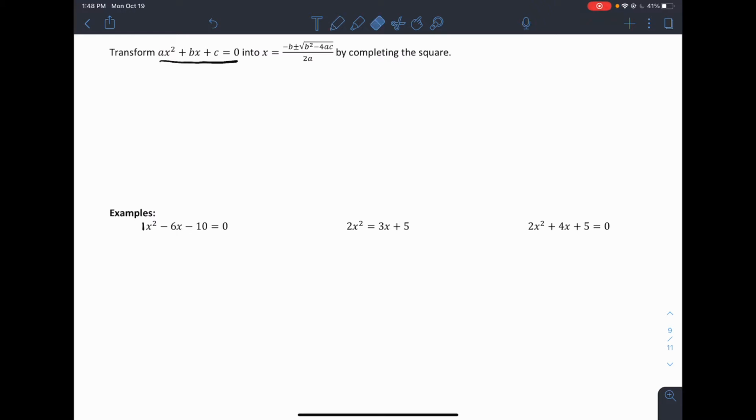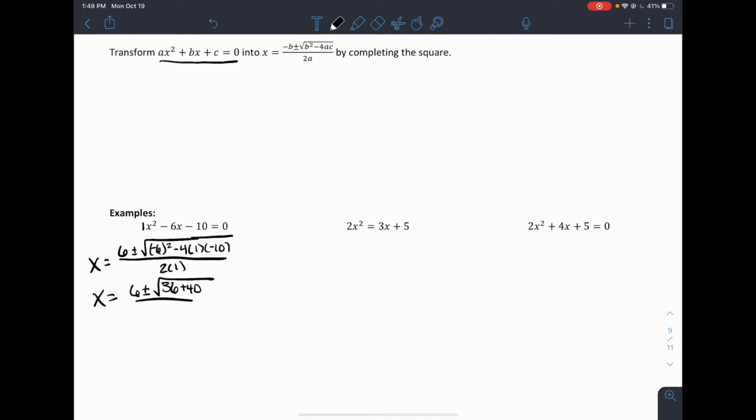So I'm going to say x equals 6, because it's negative b, plus or minus the square root of, I'm going to write it all out, negative 6 squared minus 4 times 1 times negative 10 all over 2 times 1. So x equals 6 plus or minus the square root of 36 plus 40 all over 2. 36, the positive 40 is from the negative 4 times the negative 10. x equals 6 plus or minus the square root of 76 all over 2.